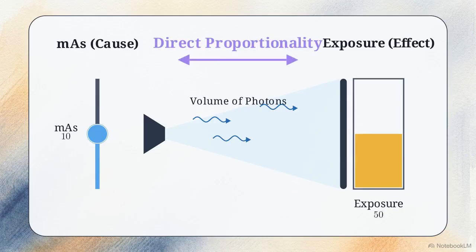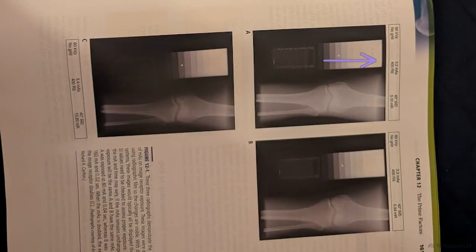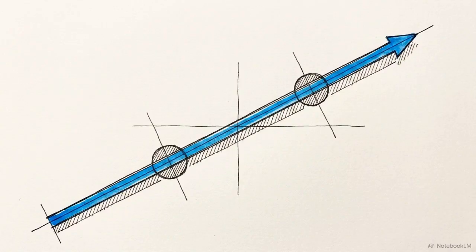The clinical rule here is direct proportionality. If you double the mAs, you produce twice as many photons, and you exactly double the exposure to the image receptor. These three radiographs show this relationship. The kVp is locked, only mAs changes. In image A, mAs is 1.1. In image B, at 4.7, density increases as more photons hit the receptor. Pushing mAs to 10 in image C severely overexposes the result. mAs is the linear workhorse of radiography. It scales the sheer volume of radiation up or down in a perfectly predictable straight line.